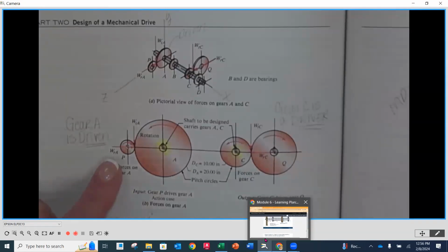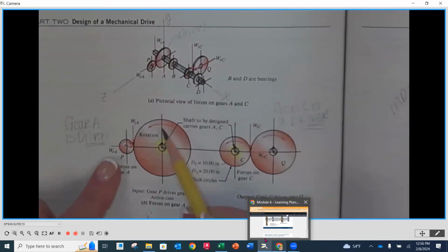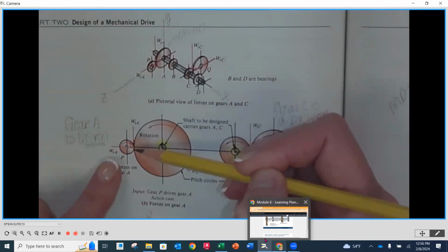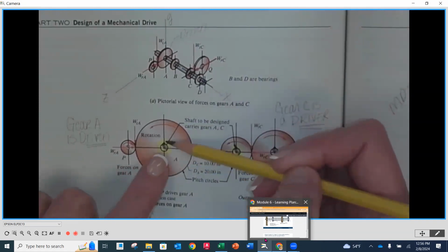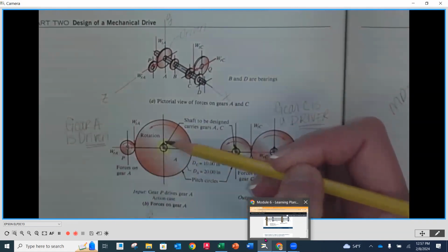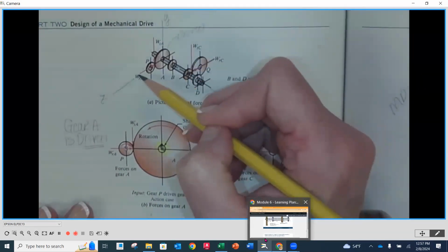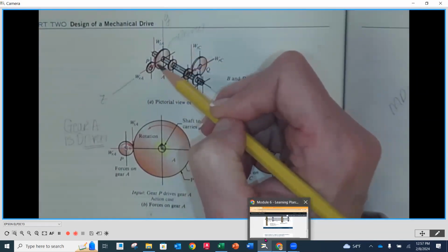Tangential is going to be perpendicular to that radial. I'm a driven gear, so it's going to go in the direction of rotation. Since this is going counterclockwise, my tangential is going down in this view. And that's going to translate directly to the center of that shaft. So what you're going to notice is right here, they're showing the tangential coming down, the radial pointing towards it.